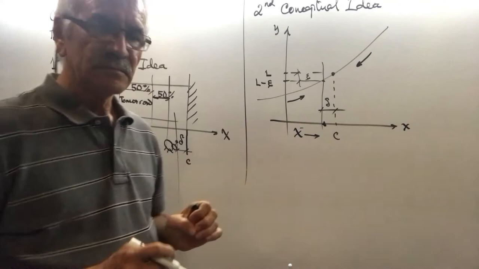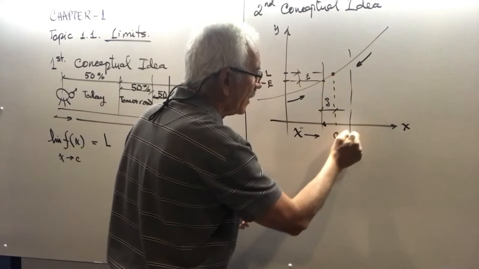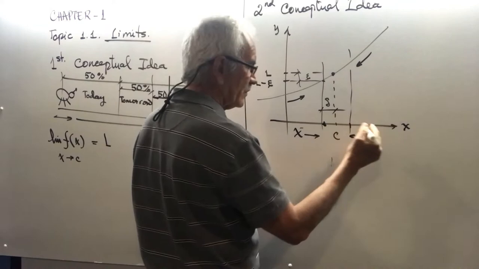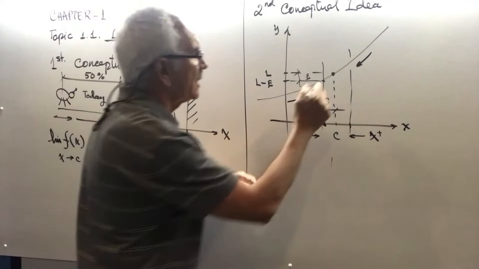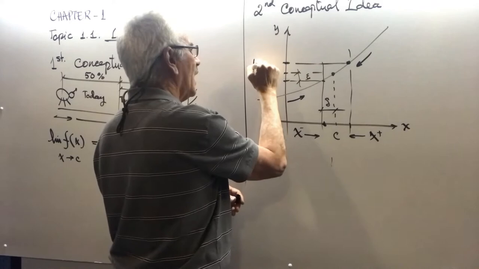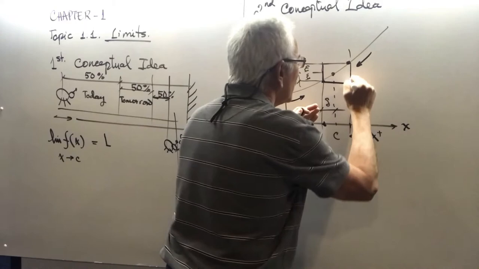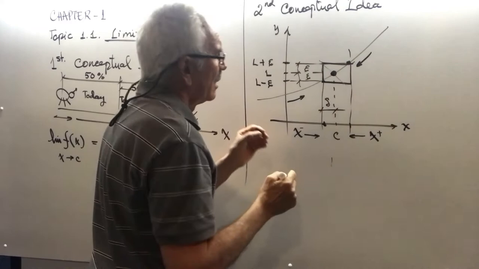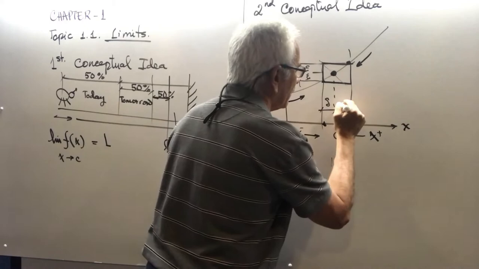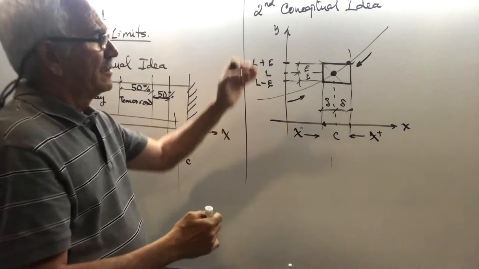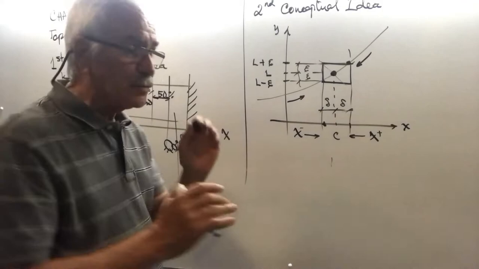Now let's see what happens when coming from the right. So x approaches c, and we will represent it with a positive sign. In this case, the limit will be L plus epsilon, that distance. Always we will use here a rectangle, and we will try to locate the limit in the middle of the rectangle, to have both deltas from the left and from the right equal, and both epsilons from the top and the bottom equal, to avoid contradiction.